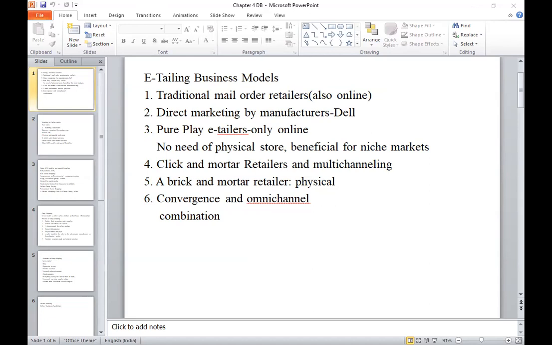Now here, multi-channel, there is one word first. I go to this part and then this. Click and mortar, what is it? You have studied this part in marketing in the first chapter. There were some core concepts of marketing. The other next one also, the brick and mortar retailer. The two aspects, the core concept.